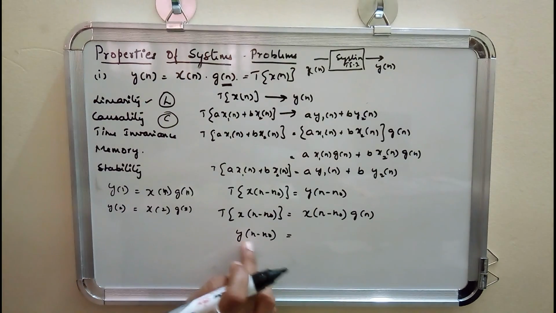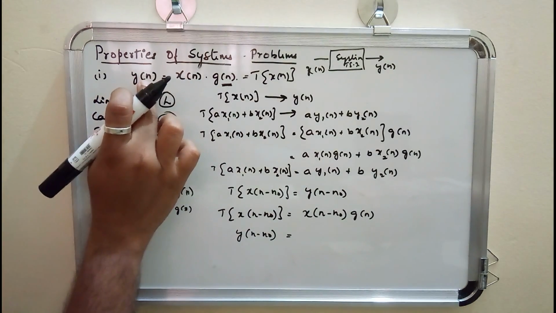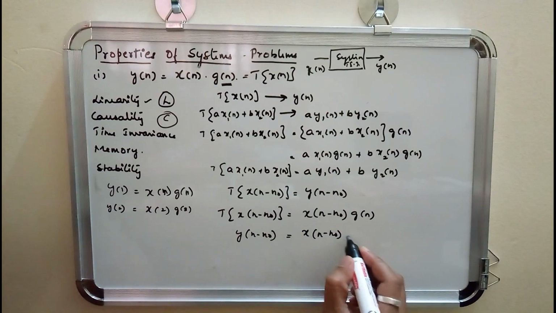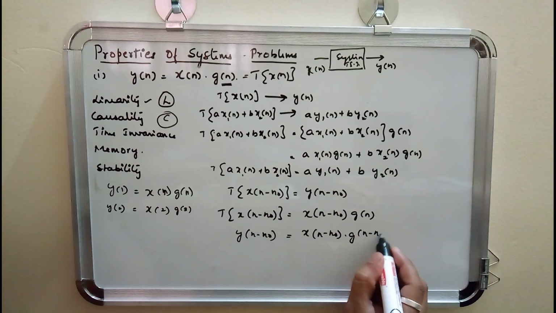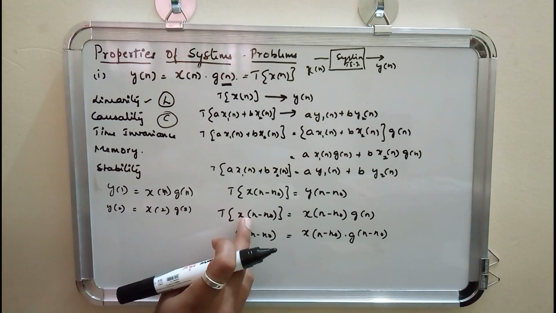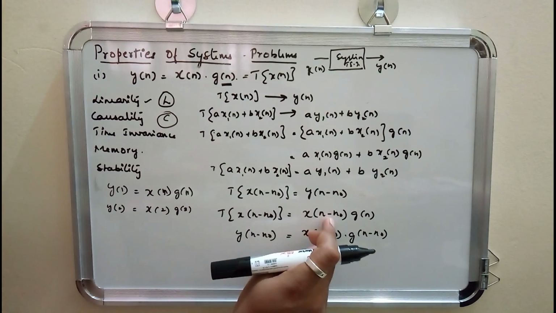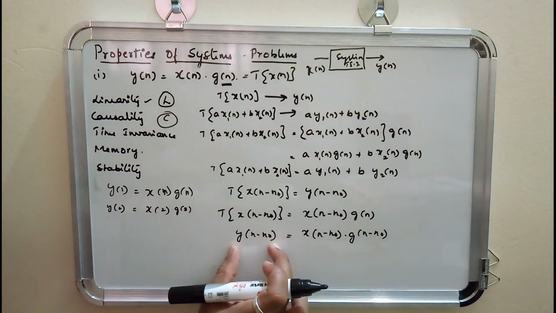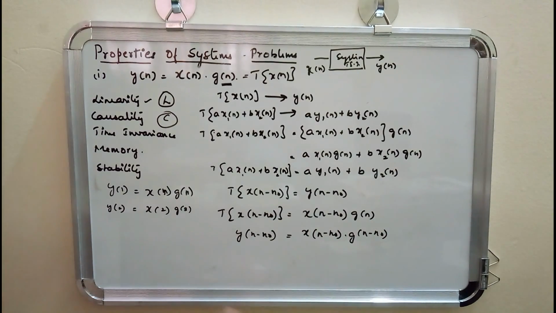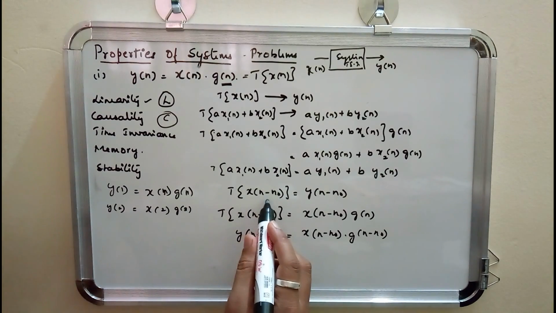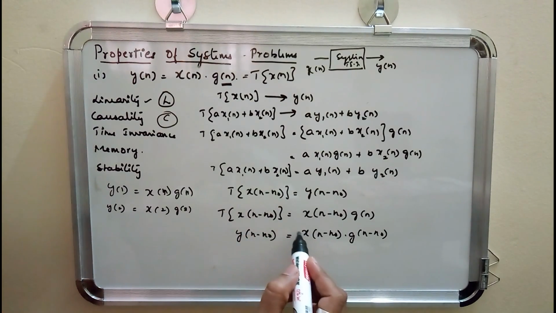So y of n minus n naught is, wherever I have n, I need to replace it by n minus n naught. So x of n minus n naught into g of n minus n naught. Notice the difference. A shift on x of n will only be reflected in the input, not in the constant term, but a shift in the output will be reflected here. So the transformation on x of n minus n naught is not equal to y of n minus n naught, as we can see here.